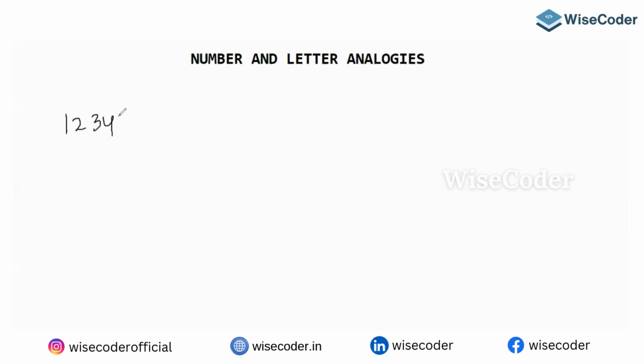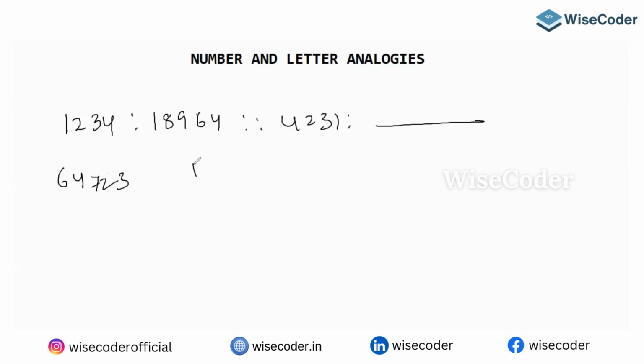1 2 3 4 is coded as 1 9 6 4. Then how is 4 2 3 1 coded? Nice question. Okay, so your options are 16,419, 168,127, 1,63,829, 18246.